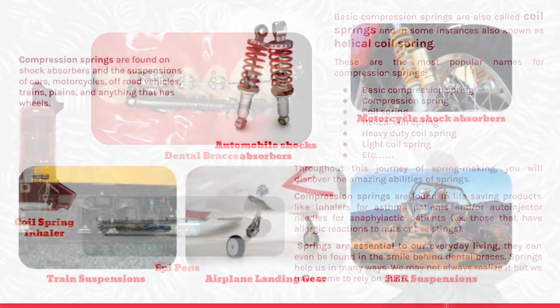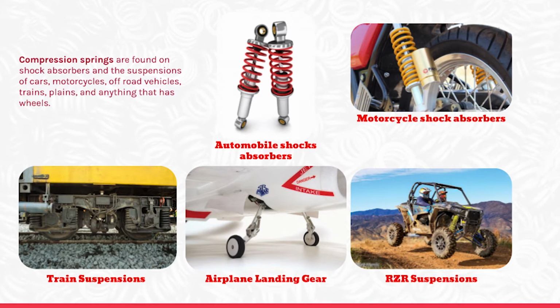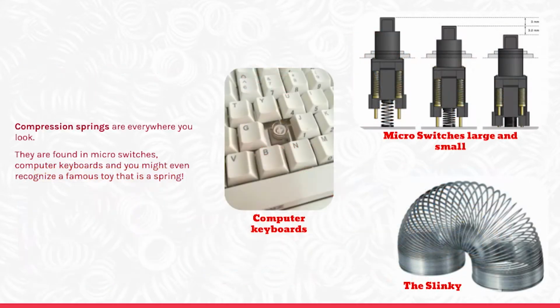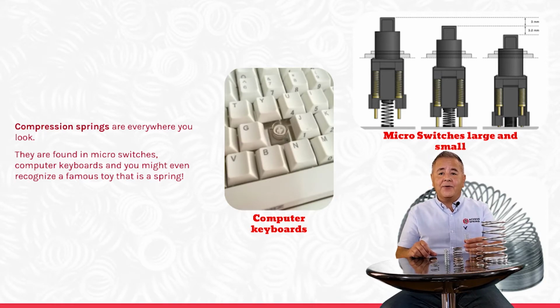The next slide will show us how springs are used in other products. Compression springs are found in shock absorbers, the suspensions of cars and motorcycles, off-road vehicles, trains, planes, and anything that pretty much has wheels. The next slide will show us compression springs are pretty much everywhere you look. They're found in microswitches, computer keyboards. You might recognize that famous toy of a spring, the Slinky. That was also a compression spring. So we'll move on to the next slide.